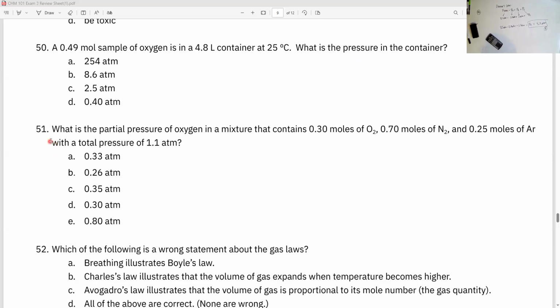And then question number 51 is asking us, what is the partial pressure of oxygen in a mixture that contains 0.3 moles of oxygen, 0.70 moles of nitrogen, 0.250 moles of argon at a total pressure of 1.1 atmosphere. So we'll look at how to do that question as well.